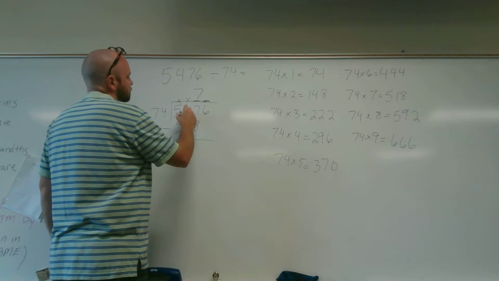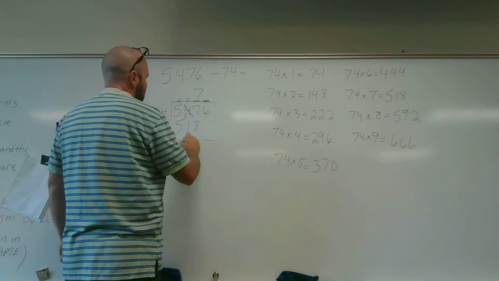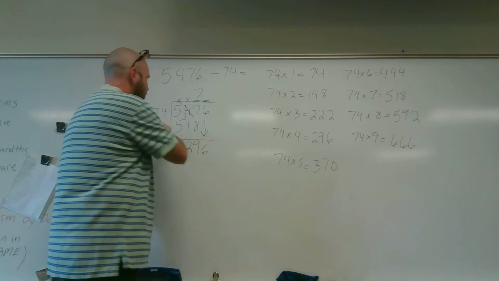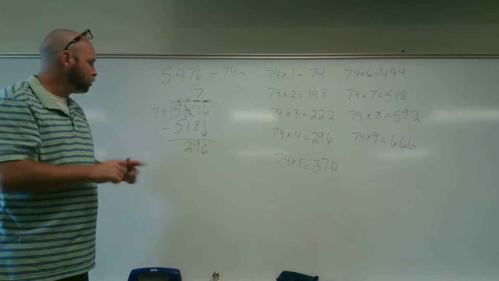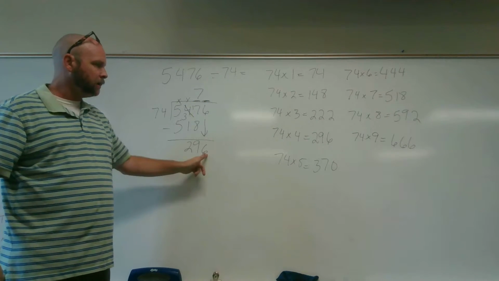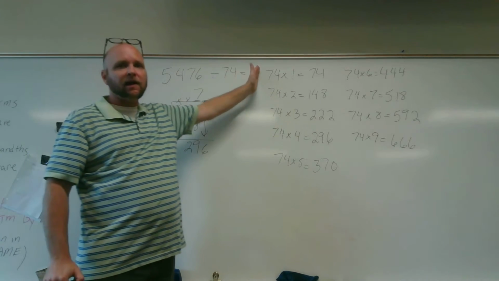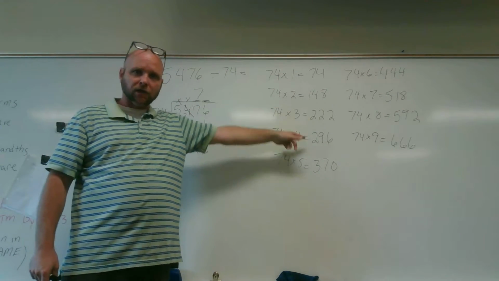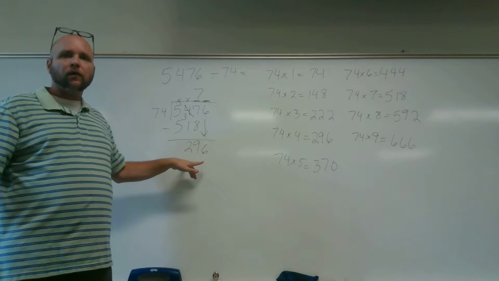Subtract, let's see, that's a 3, 17, 9, 2, 29. I bring down the 6th. I need to figure out how many times 74 goes into 296. It's going to go directly above the 6 because that's my last number here. I go over here and I find out what is closest to 296. Which of these multiples is closest to 296 without going over?